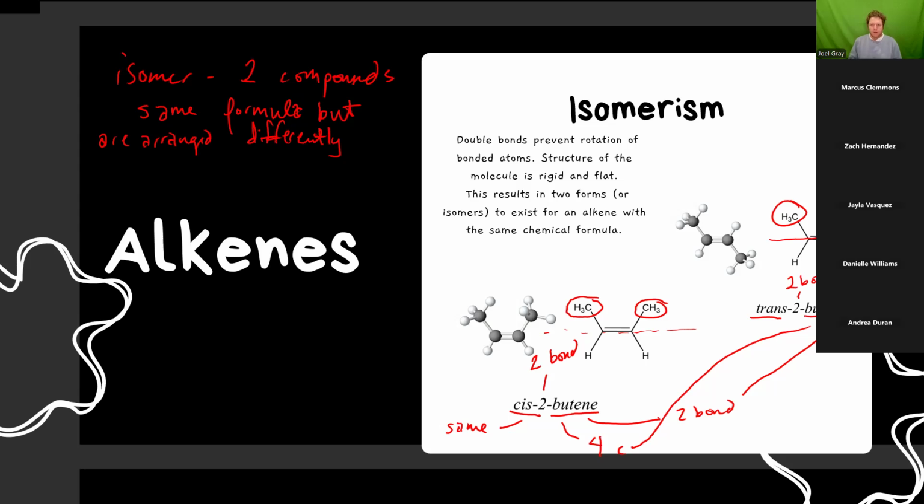Okay. Now, with that in mind, what we're doing is we're thinking about where are these two groups? Where is this methyl group, and this methyl group, where are they in comparison to this double bond? That's kind of what we're thinking about. And what we want to do is focus in on this double bond because double bonds prevent rotation of the bonded atoms. Okay?